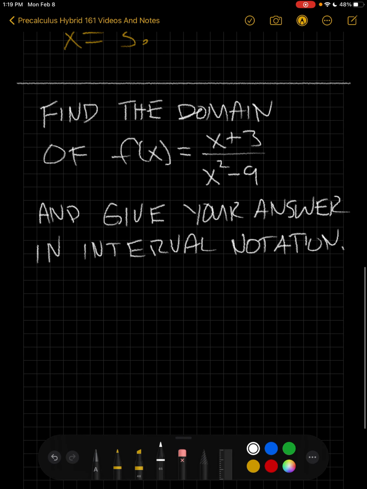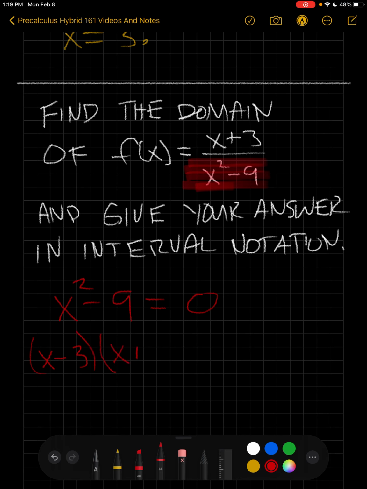You could say, look, I have a rational function here, and I know that whenever I divide by 0, I'm going to get a problem. Those values are not going to be in my domain. So I'm going to find, where does this denominator equal 0? Where exactly is x squared minus 9 equal to 0? And I can solve this little equation a number of ways. I'm going to choose to factor.